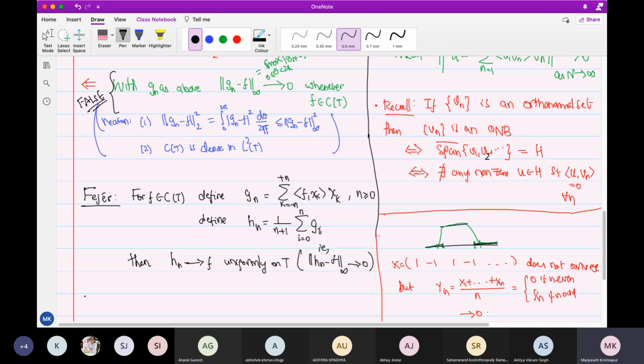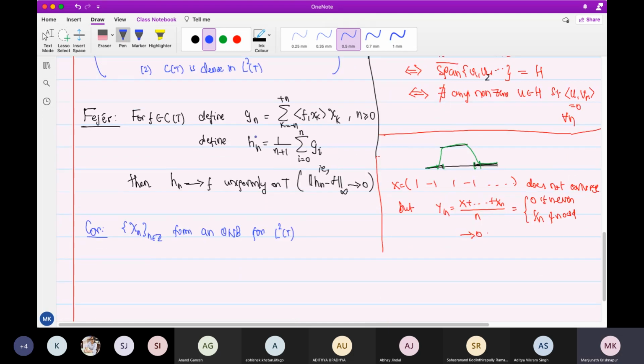As a corollary, the immediate consequence is that the characters form an orthonormal basis for L2 of T. The reason is that Hn belong to the span of the characters. When I write span, it always means finite linear combinations.